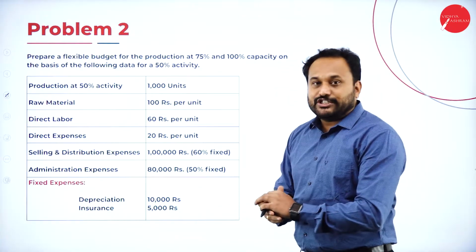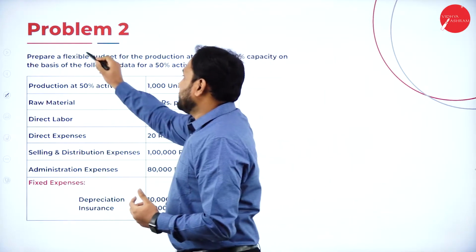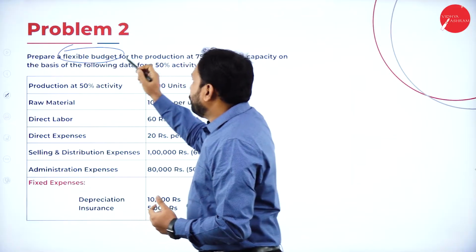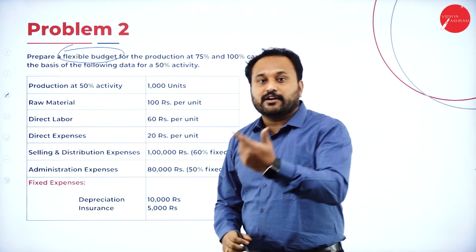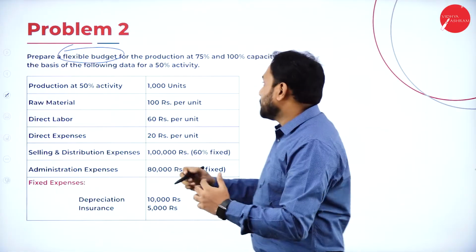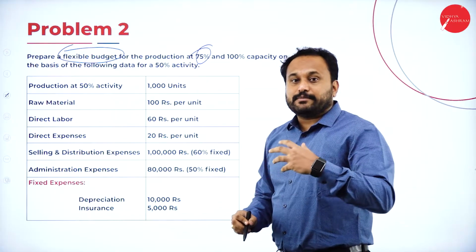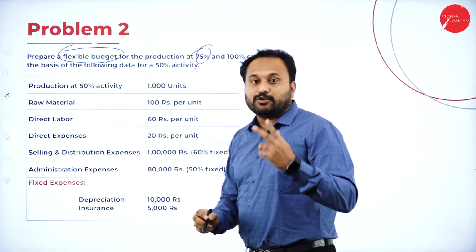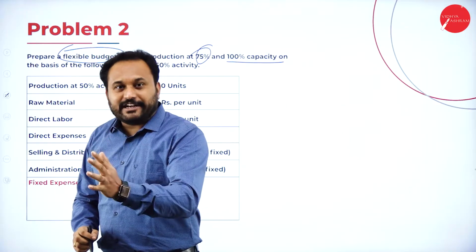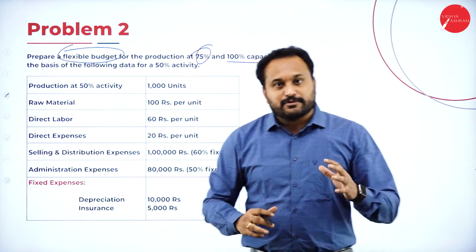Prepare a flexible budget for the production. Now again they are asking you for a flexible budget for the production at 75%. See, earlier we had 80%, now they are asking us for 75%. Now what exactly will 75% be? And 100% capacity. So there are two questions which they are asking. One is 75%, another is 100% capacity you are supposed to go.